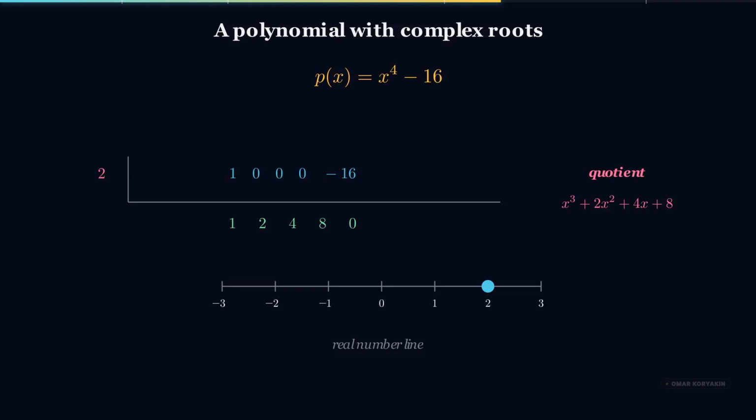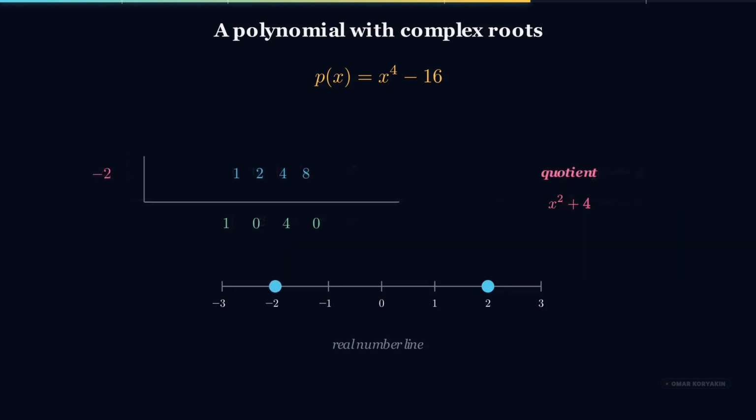Try x equals 2. Synthetic division with coefficients 1, 0, 0, negative 16 gives a bottom row of 1, 2, 4, 8, 0. Remainder 0, so 2 is a root. The quotient is x cubed plus 2x squared plus 4x plus 8, and a real root dot lands at x equals 2.